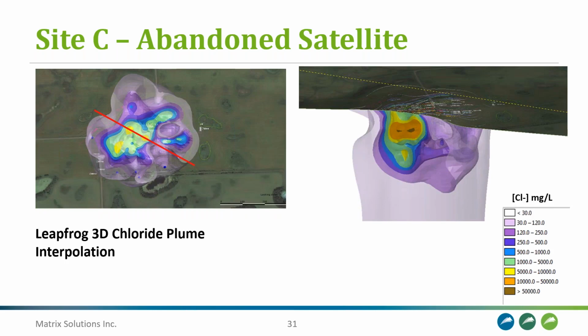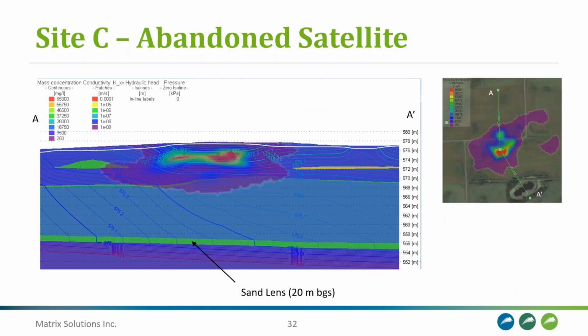So this shows the plan view and cross-sectional view along this red line of the 3D digital interpolated chloride plume that we developed using all the soil and groundwater quality data collected at the site. And then we also, again, developed, constructed and calibrated a numerical model of groundwater flow. So you can see the cross-section here is actually taken from the numerical model, and it shows the chloride distribution that we imported into the model, and also some hydraulic head contours as well.